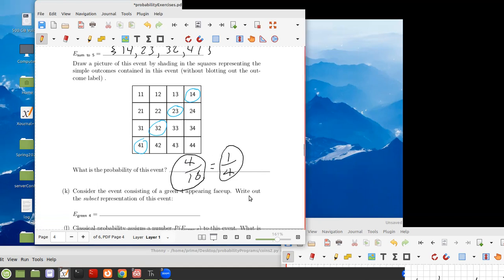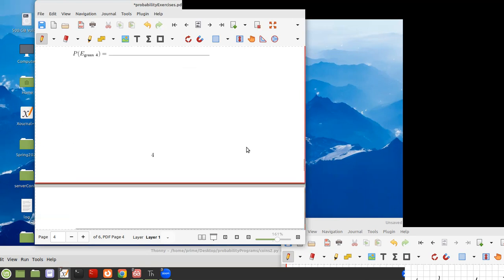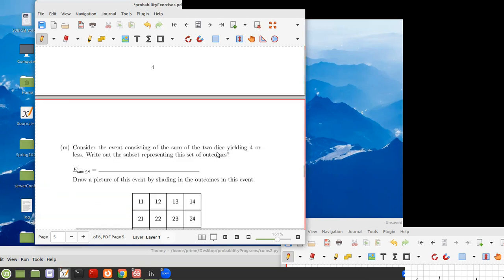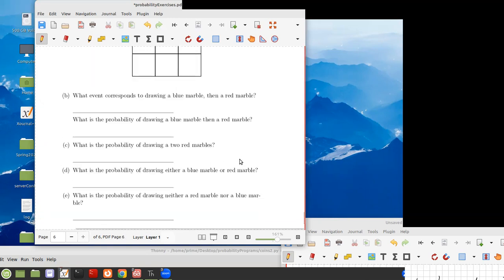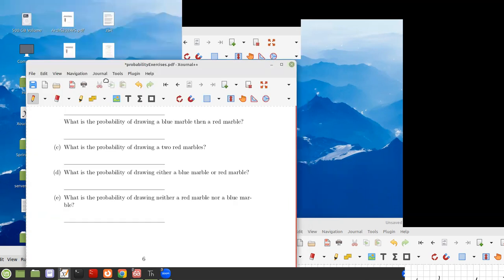Okay, so let's see. I think there's more here, but I should let you guys work on these so you can use that as practice so far.